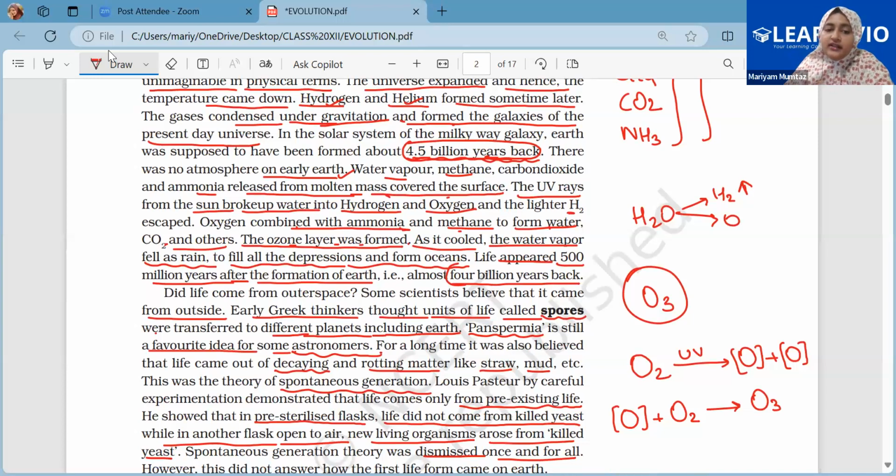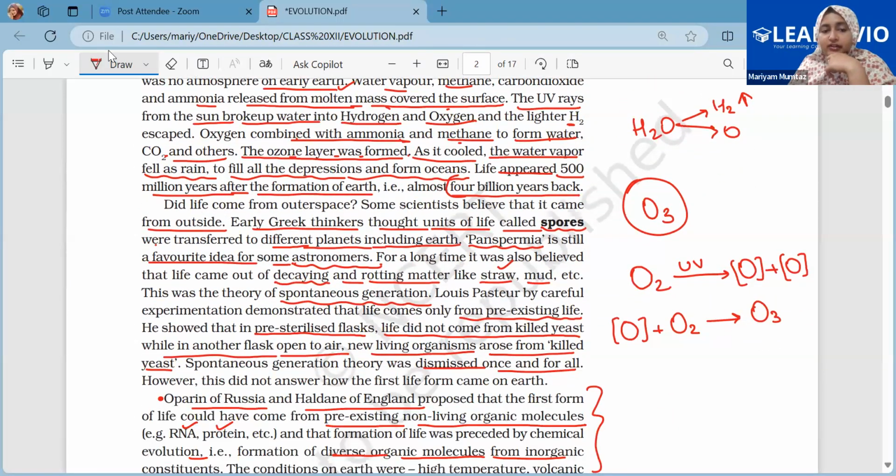For a long time, it was believed that life came out of decaying and rotting matter such as straw, mud, etc. This was the theory of spontaneous generation. The theory of panspermia was the first theory. Then there is the theory of spontaneous generation. Louis Pasteur, by careful experimentation, demonstrated that life only comes from pre-existing life. He showed that in a pre-sterilized flask, life did not come from killed yeast, while in another flask open to air, new living organisms arose from the killed yeast. Spontaneous generation theory was dismissed once and for all. However, this did not answer how life came on Earth.